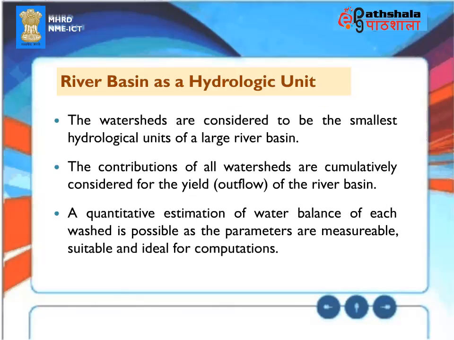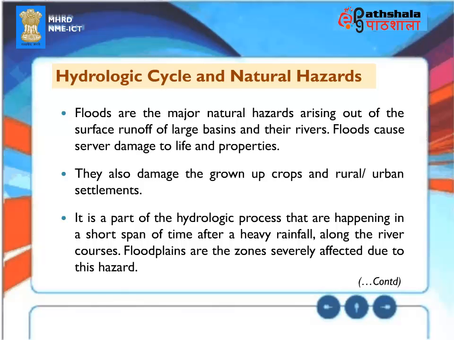The watersheds are considered to be the smallest hydrological units of a large river basin. The contributions of all watersheds are cumulatively considered for the yield or outflow of the river basin. A quantitative estimation of water balance of each watershed is possible as the parameters are measurable, suitable, and ideal for computations. Hydrologic cycle and natural hazards.